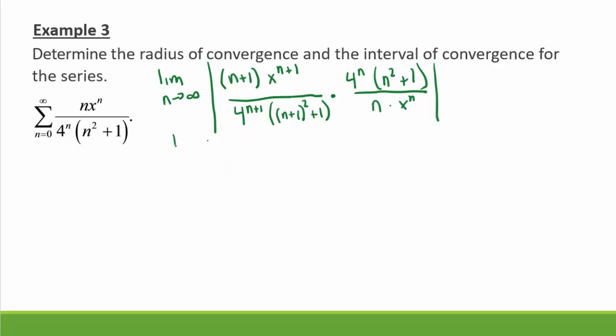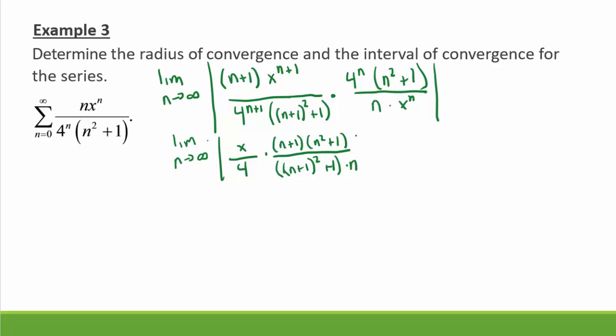Okay, so now it's a matter of simplifying this. What I'm going to do is simplify the 4 and the 4 to the n. I am left with a 4 in the bottom. I am left with an x to the n plus 1 over x to the n, so I'm left with an x there. So now the rest of that stuff is n plus 1 times the quantity n squared plus 1 all over n plus 1 all squared plus 1 times n.